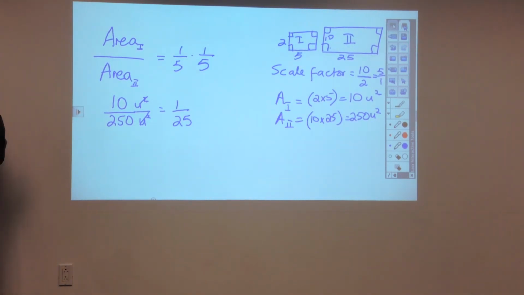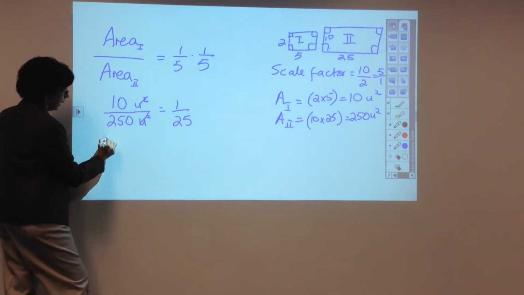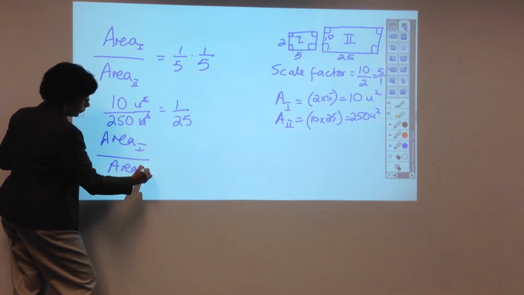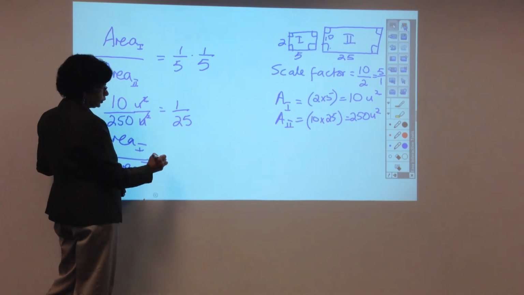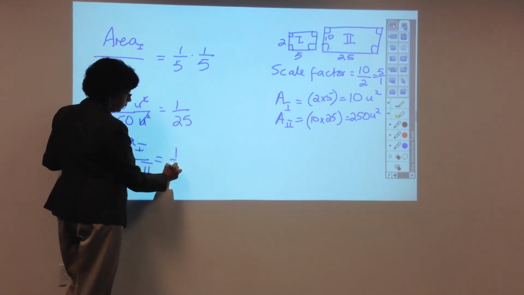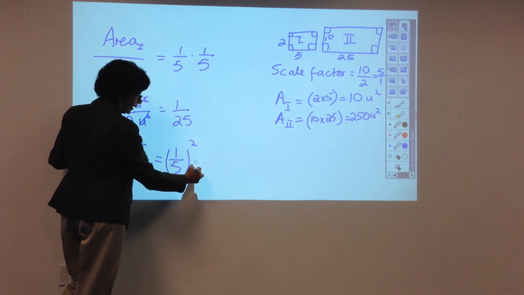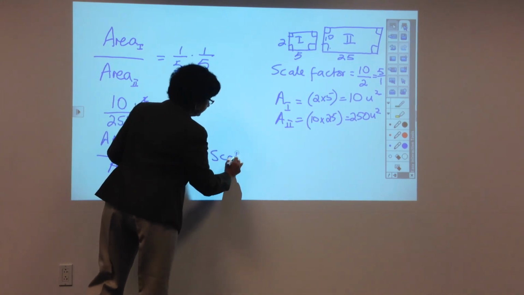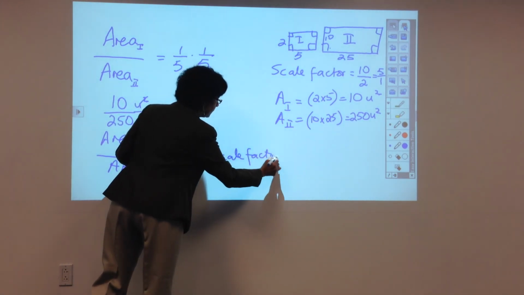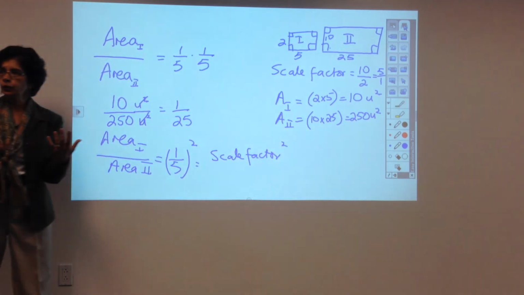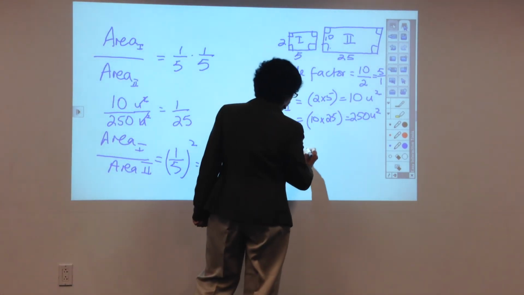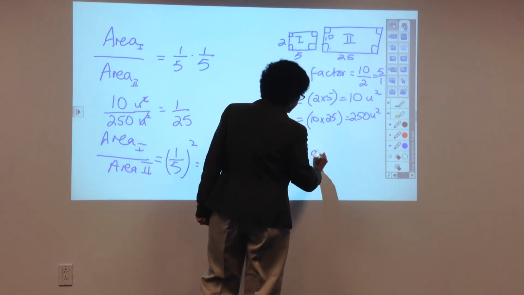Yes? So we can conclude by inductive reasoning again that area 1 over area 2 is equal to 1 over 5 squared. And since this is the scale factor, we can say it is scale factor squared. In textbooks, you will see that the scale factor is stated as A over B. So they'll put it this way. They'll say this is A over B.